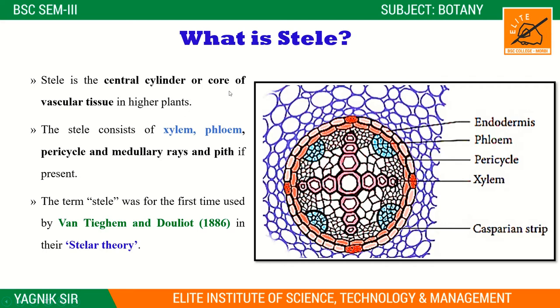What is a constituent of the stele? Normally steles consist of the xylem, phloem, pericycle and the medullary rays, with pith if present. So pith is present in some types of stele, and in some types of stele pith is absent, right? Because primitive types of the stele have no pith-like structure, right?